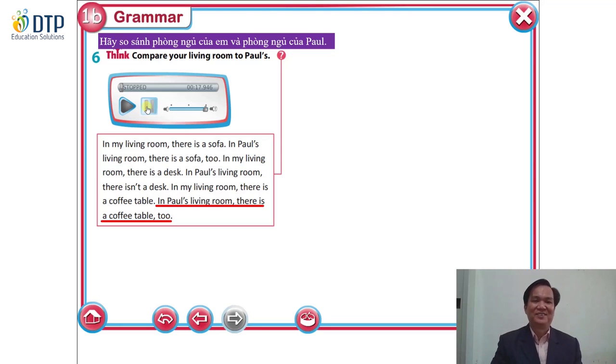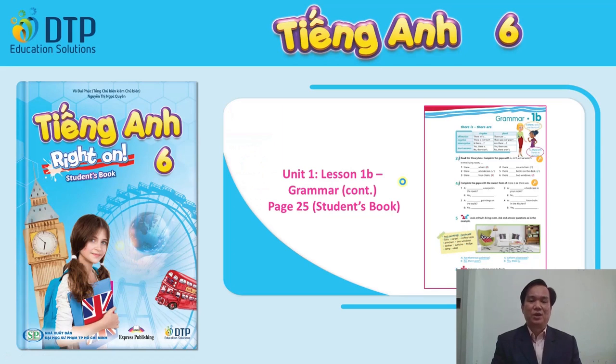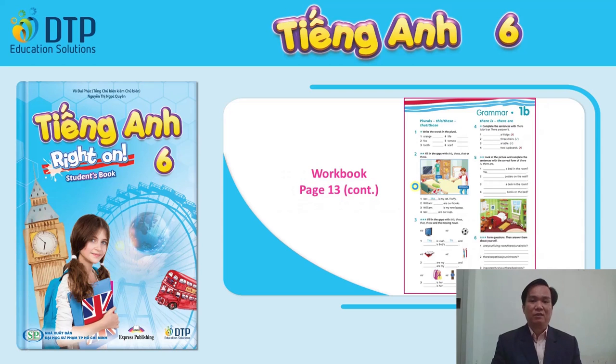Good job. All right. You have learned Unit 1, Lesson 1B, Grammar to be continued, on page 25. For homework and more practice, remember to review all the grammar points in this lesson. Do the exercises in the workbook on page 13.